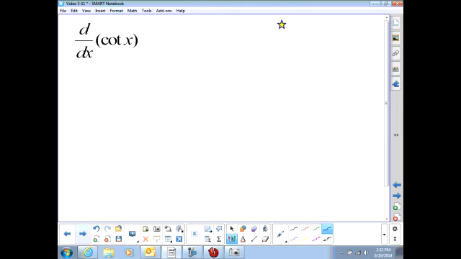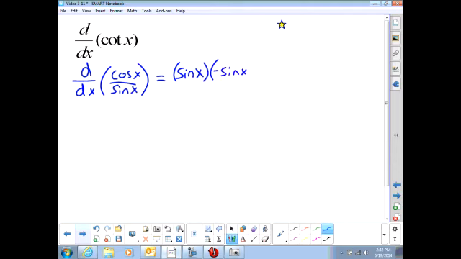Next, we'll look at cotangent. We can rewrite cotangent as cos x over sine x and do a similar thing to what we just did. We'll do low d high minus high d low all over low low. So we'll have sine x, our low, times derivative of the high, derivative of the top. Derivative of cos is negative sine x. Low d high, now we have minus high d low.